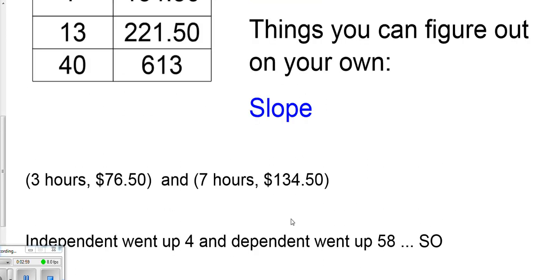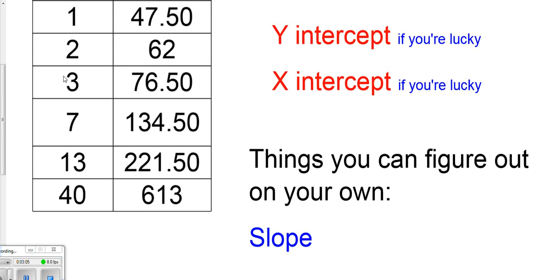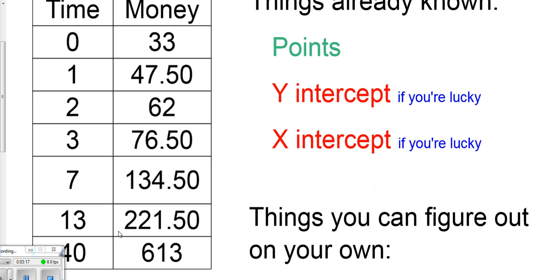So we can use any 2 points. I don't have to only do these easy ones. I can even do one like this where they're 4 apart and 58 apart, or where they're 6 apart, or where they're 27 apart. I can use any of these to figure out my slope. This is a constant rate of change, and all of those changes are proportional.